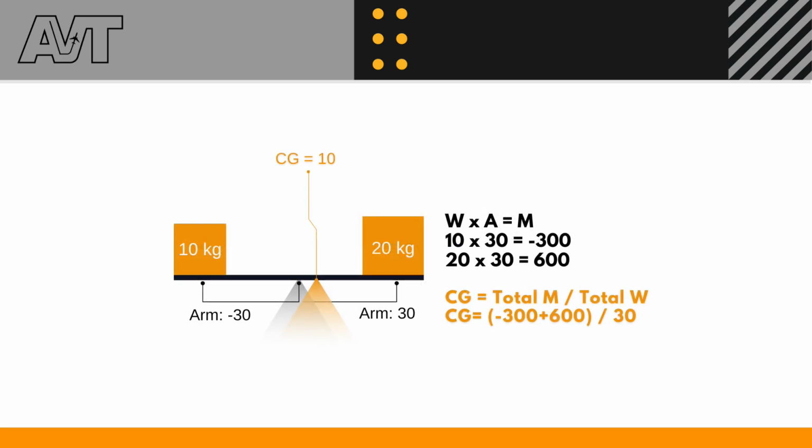In this third example we have a load of 10 kilograms on one side of the datum and an arm of minus 30, and on the other side a load of 20 kilograms and an arm of 30. Thus in the first case we will have a moment of minus 300, and on the other side a moment of 600. Therefore to determine the CG, we add both moments, minus 300 plus 600, and divide by the total weights, 10 plus 20. This way we obtain the location of the CG, 10.